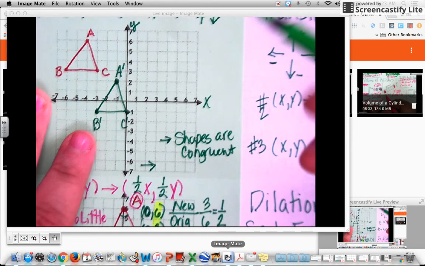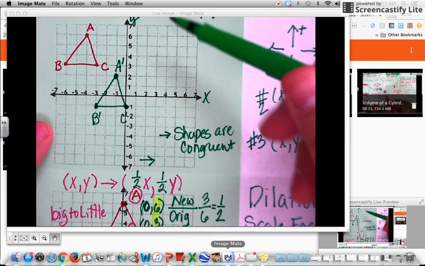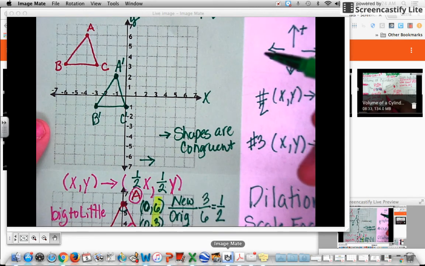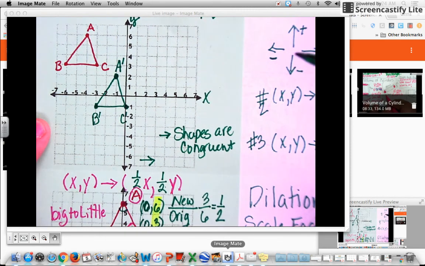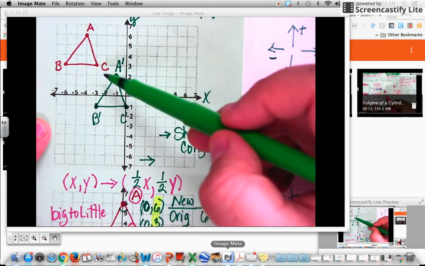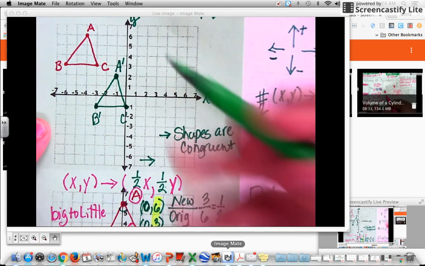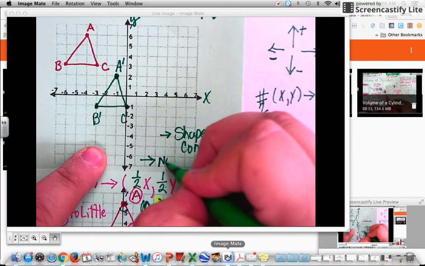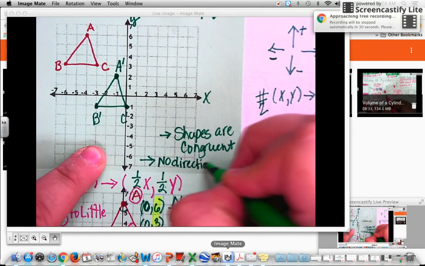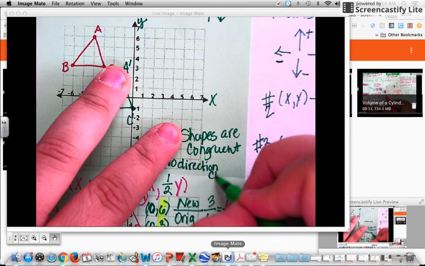Now I have one more thing. Did the direction of the shape change? Like, did it rotate or did it turn? Was it orientated or did the direction change? No, it stayed the same. A is on top, A is on top. B on the left, B on the left. C on the right, C on the right. No direction change.